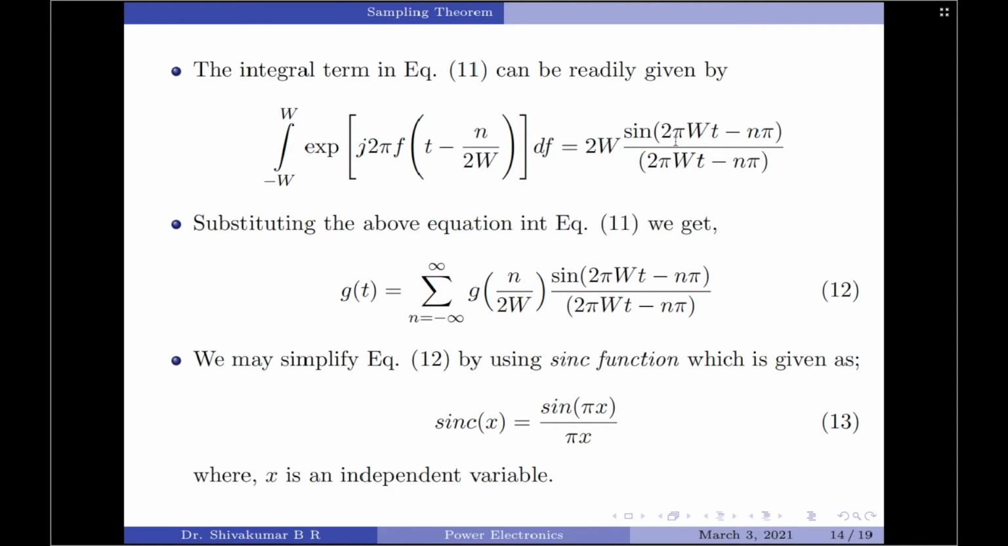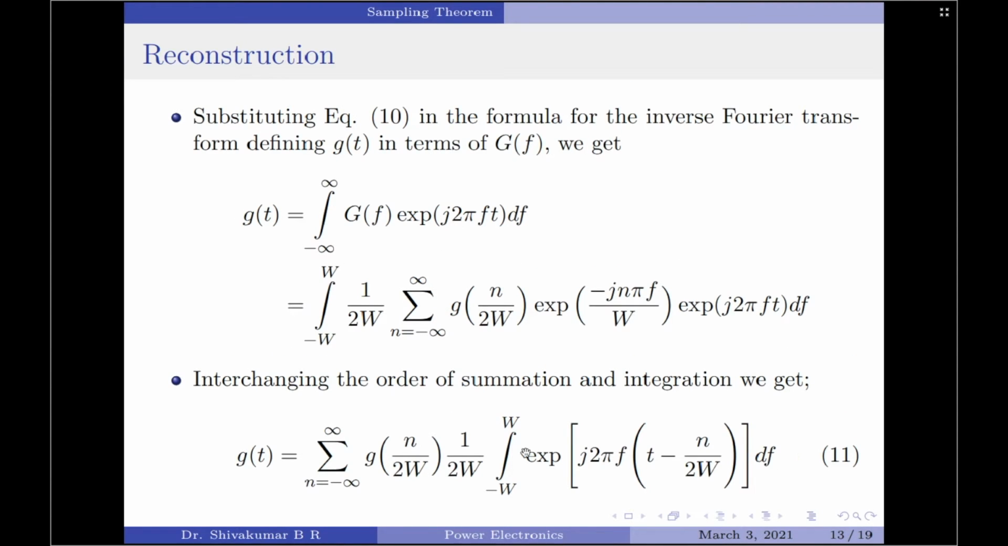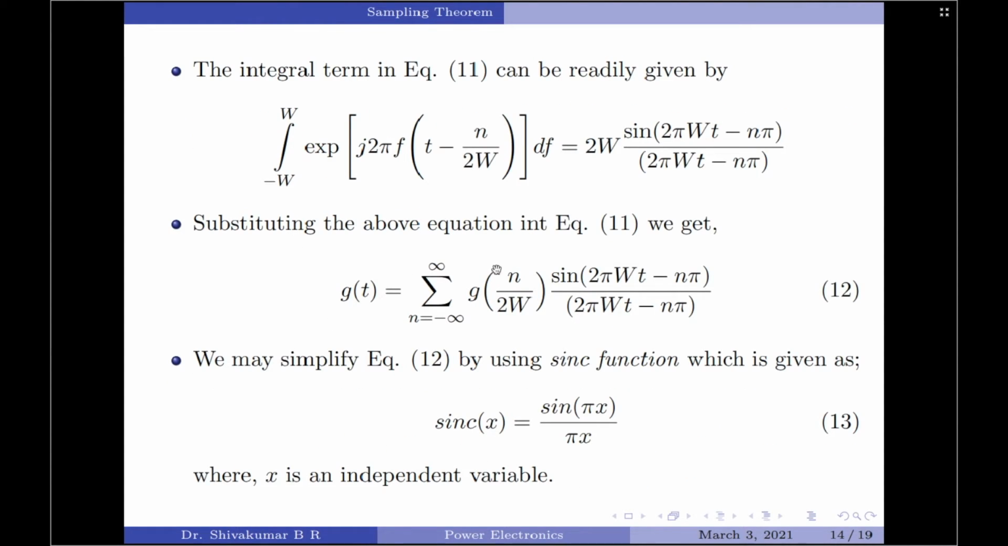Now, what is written here is 2W multiplied by sine of 2 pi Wt. In equation 11 you should note there is already a 1 by 2W term. So, we will cancel out the 1 by 2W and the 2W here, and that is why equation 12 does not have the 2W term involved.